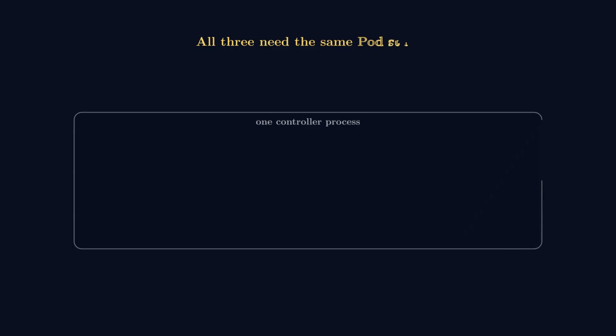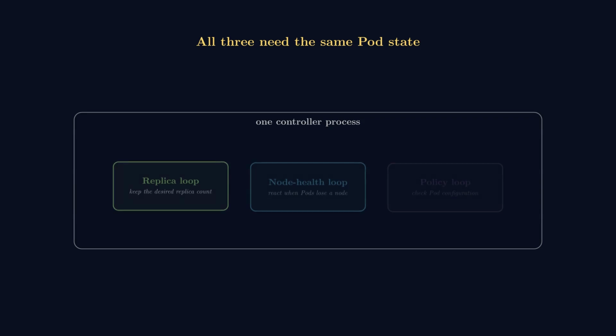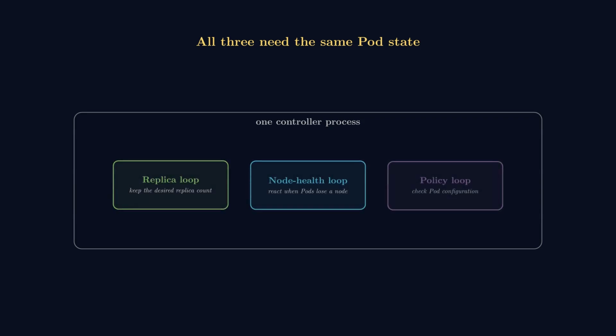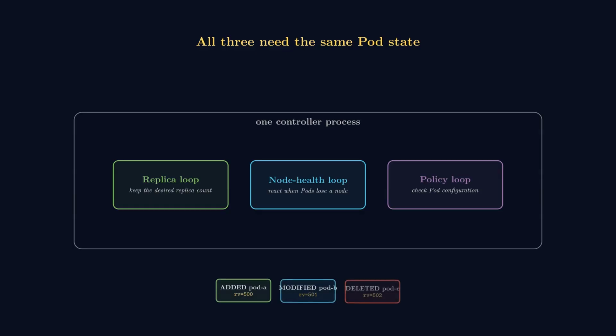Now let us focus on 3 loops inside one controller process. The replica loop keeps the desired number of pods running. The node health loop reacts when a node problem affects those pods. The policy loop checks whether each pod follows the required rules. They solve different problems, but all 3 need to know when pods are created, changed, or deleted.